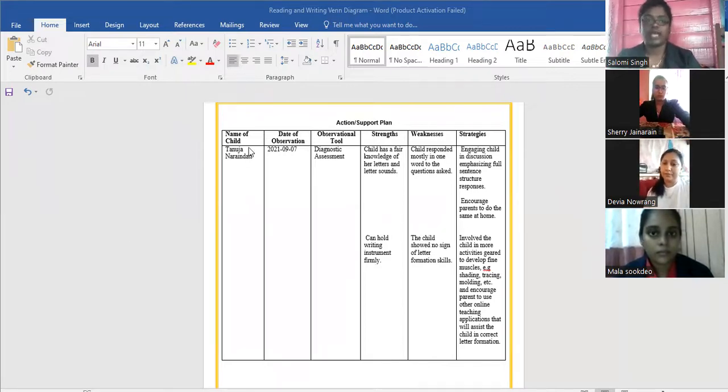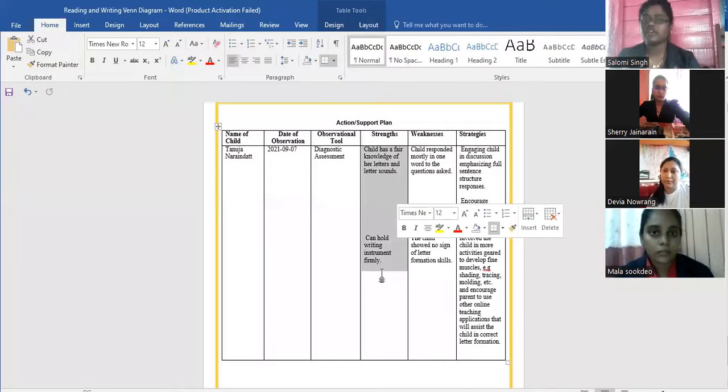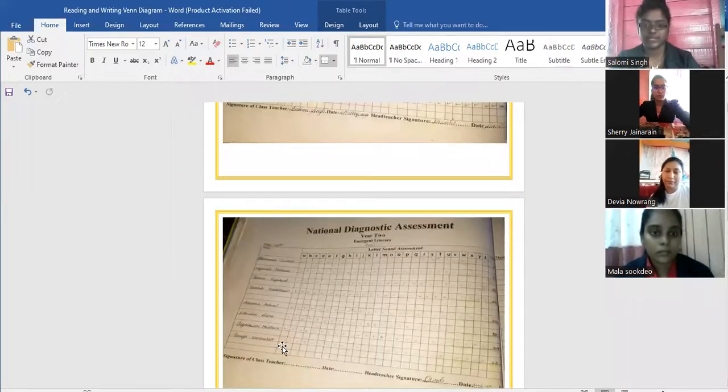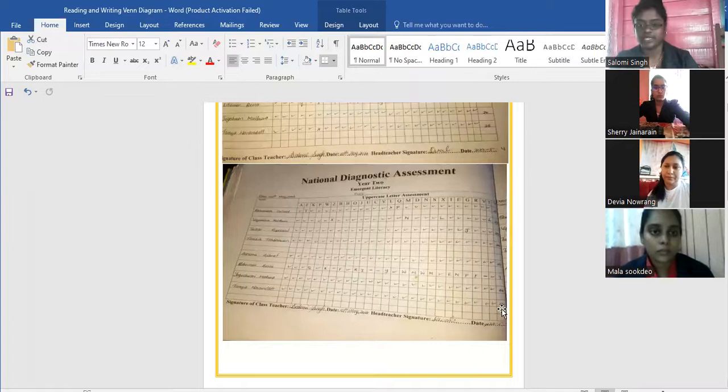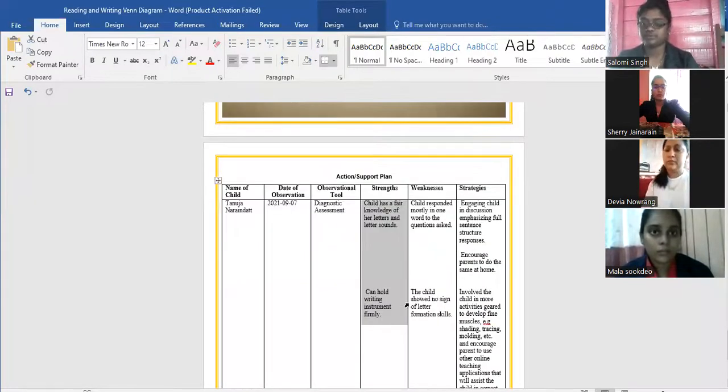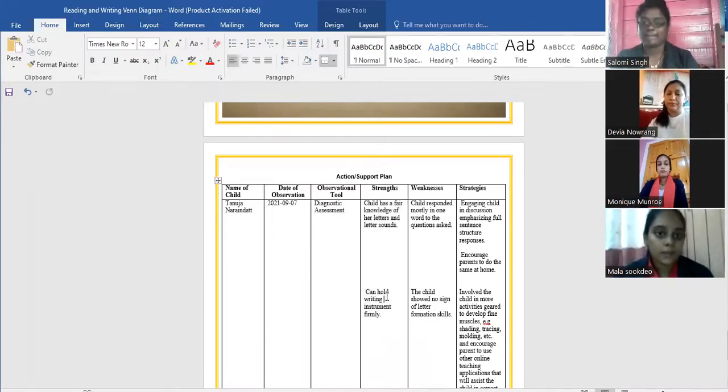So we have the child here. As we can see, she was a part of the class. Some of her strengths that were identified, as seen here, is that she had a fair knowledge of her letters and sounds, right? As we would have seen up here. Let's go back to her. This is this child here, Tanuja Narayandat. We see that out of the 26 letters, she was able to identify all 26 letters of the alphabet. So her strengths were well identified, don't you think? Yes, I think so too.